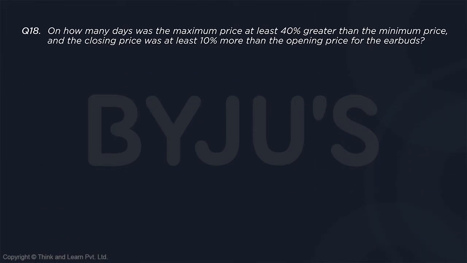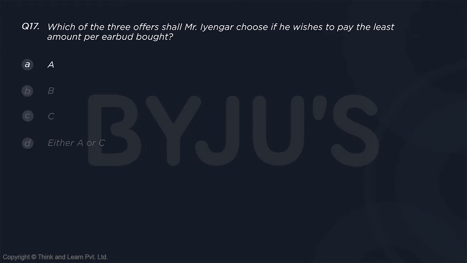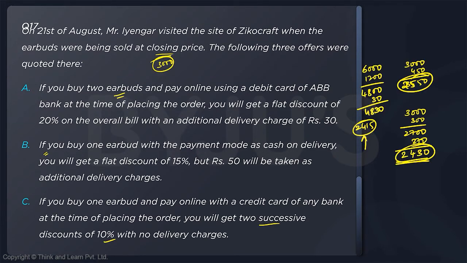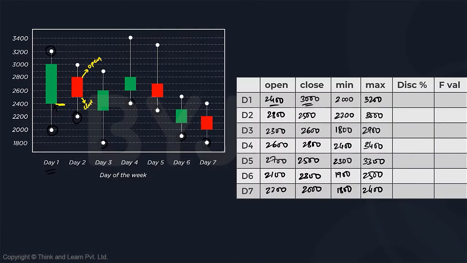Next, on how many days was the maximum price at least 40% greater than the minimum price and the closing price at least 10% more than the opening price? So maximum should be 40% or higher, and for the closing and opening, there should be a 10% difference. So look at the first one.